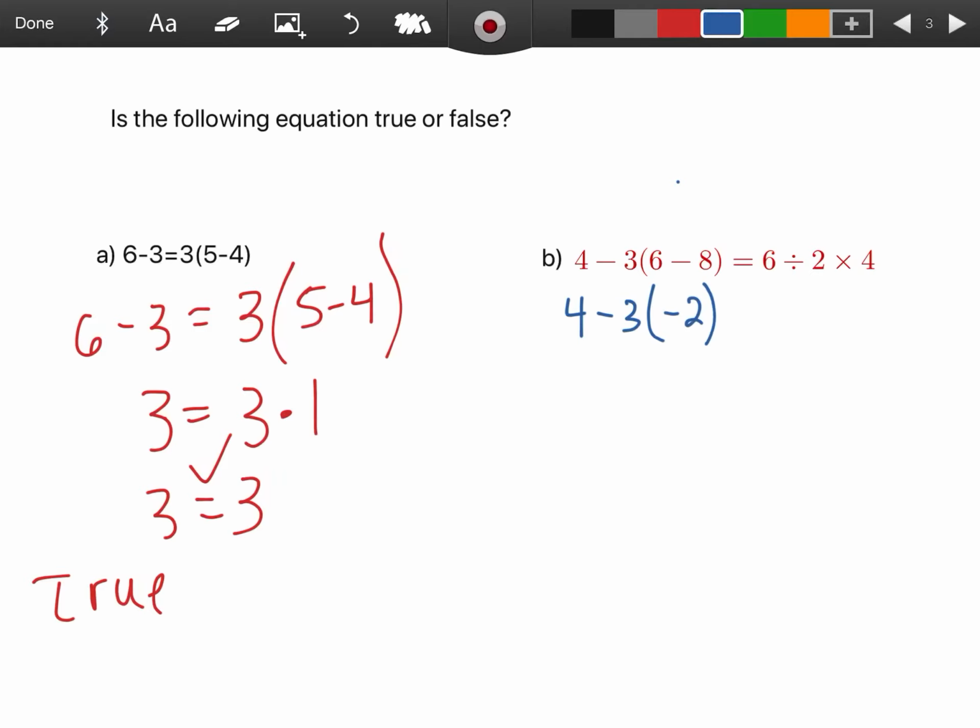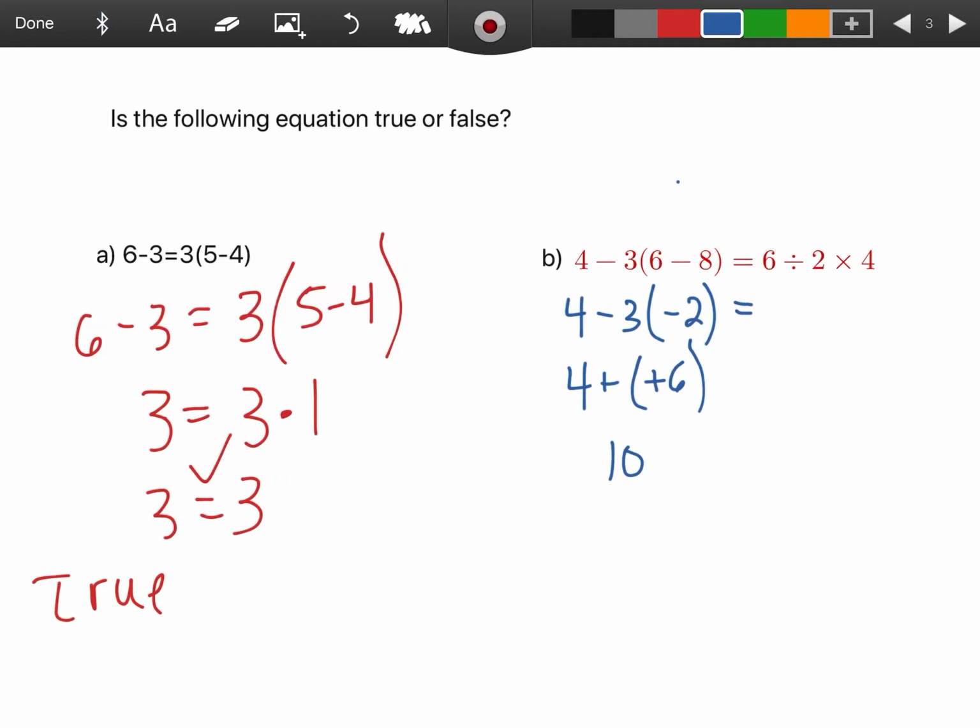Now I have 3 times a negative 2. So 3 times a negative 2 is negative 6. Again, because it's a negative, I'll keep it in parentheses. And then 4 minus a negative 6, well, this is where two negatives make a positive. So 4 plus 6 gives me 10 on the left side.